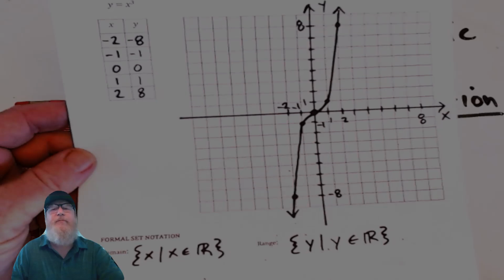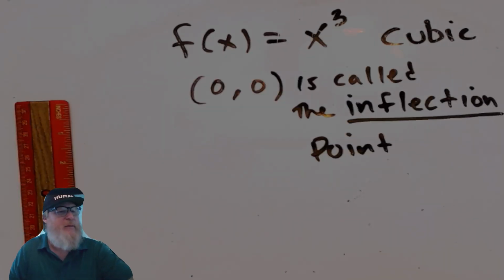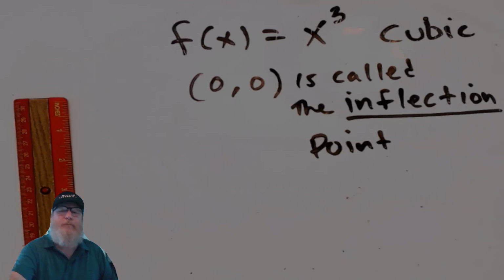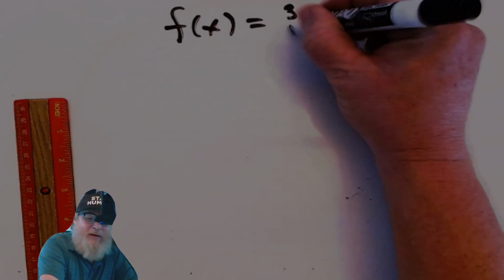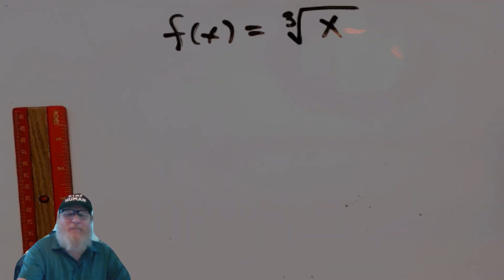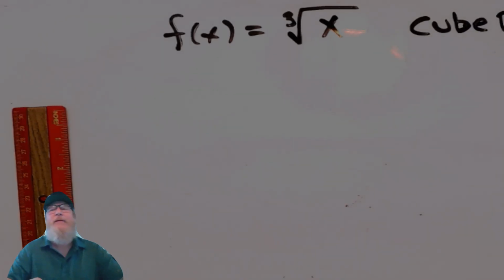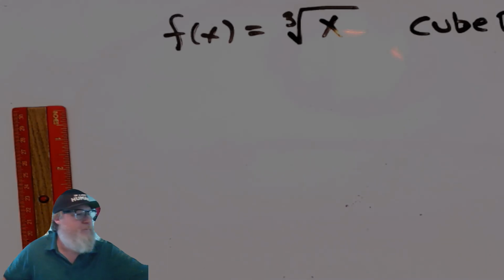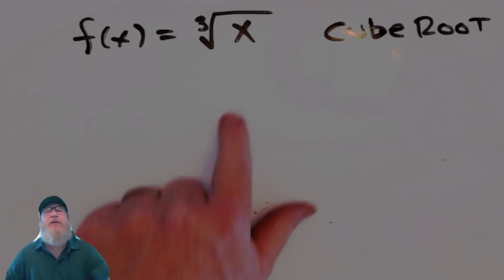So there you have it. El cubo, the cubic. Well, we talked about square roots, so we've got another one. A radical of index 3 is called the cube root. So this is the cube root function.